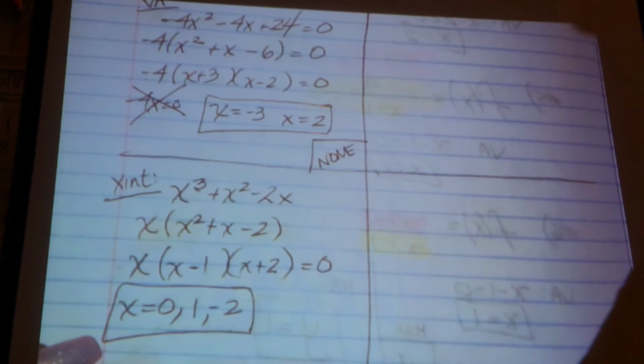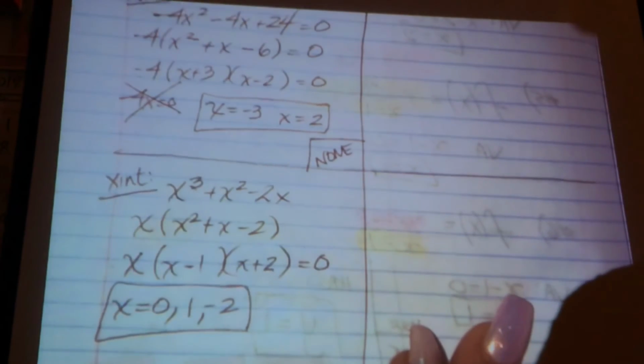What's the last thing that they want for number 7? Horizontal asymptote. So, is this top heavy, bottom heavy, or the same? Top heavy. Do you have an asymptote if you're top heavy? No. So there is no horizontal asymptote.